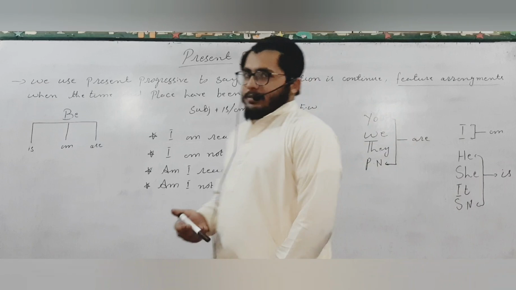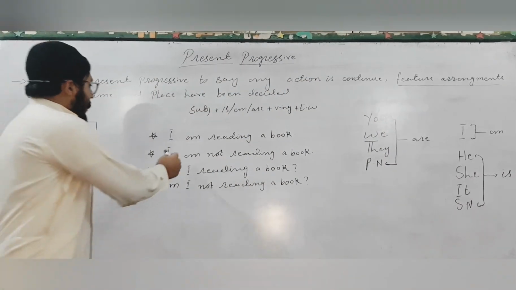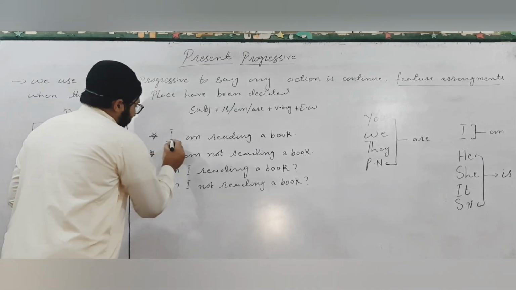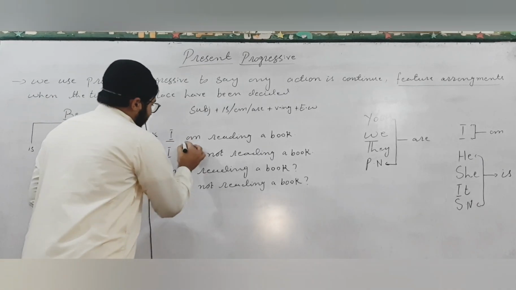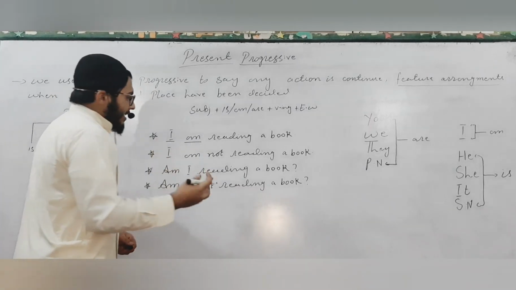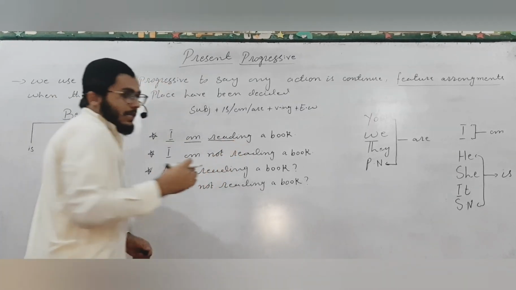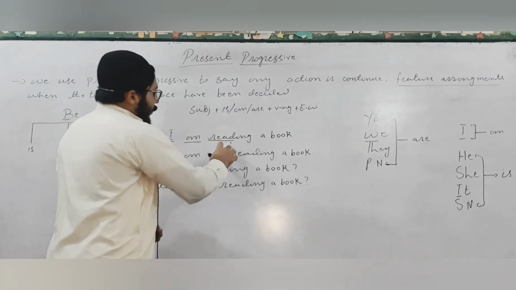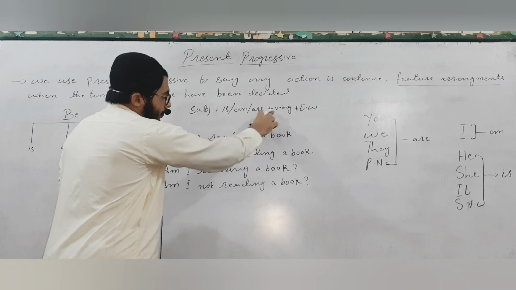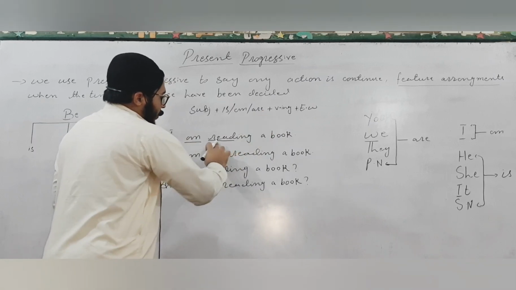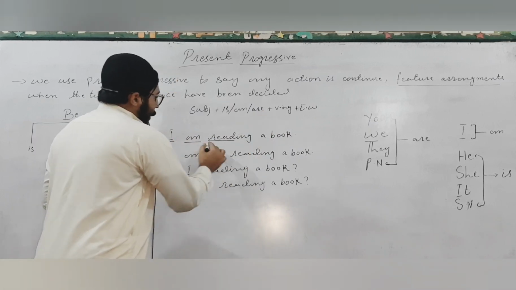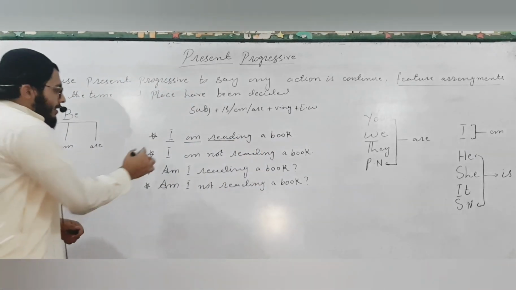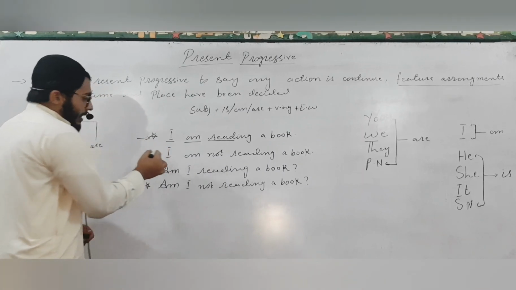And now let me give you examples. I am reading a book. Basically, I is the subject, and am is the auxiliary verb, and read is a verb, because we need the verb in ing form, that's why it has become reading. I am reading a book. And this is the affirmative sentence as we made.